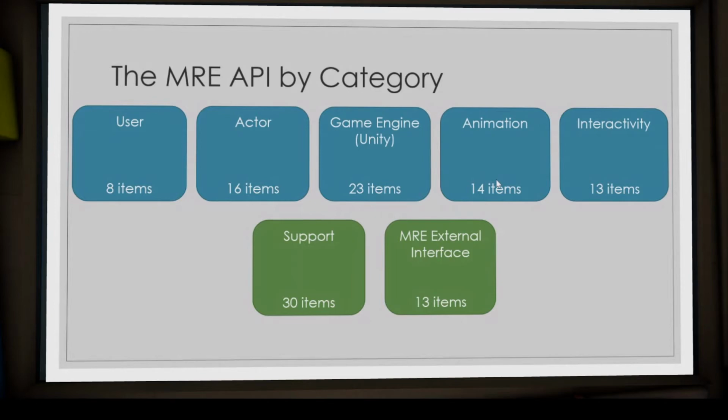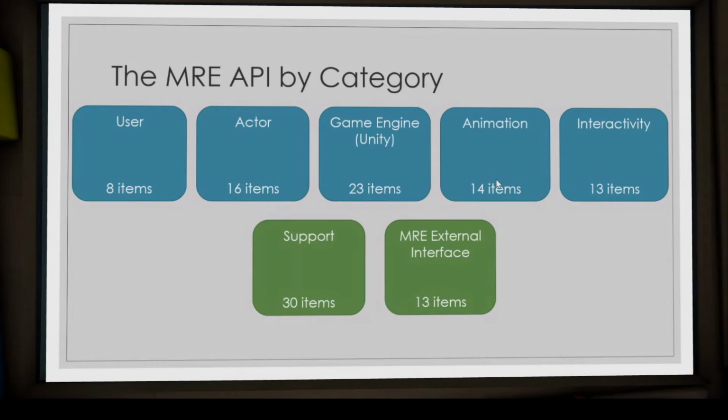So you see here, we've got users, actors, what I call the game engine. I have Unity in parentheses, and the number of items in each of those. So if you're looking for something related to a user, and we'll talk about what a user is in a second, there are really basically 8 items you need to look for. Something related to interfacing with the game engine, and again, Unity. For us, it's Unity.